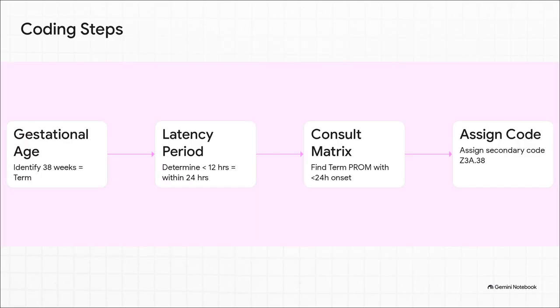So how do we break this down? Step 1, gestational age. 38 weeks, so we know that's term. Step 2, latency period. Labor started within 12 hours, meaning we're safely in the less than 24 hours bracket. Step 3, we consult our mental 3x3 matrix. We go to full-term PROM, slide over to the under 24 hours column, and grab our primary category. And step 4, we never ever forget our secondary gestational week code, which is Z3A.38.